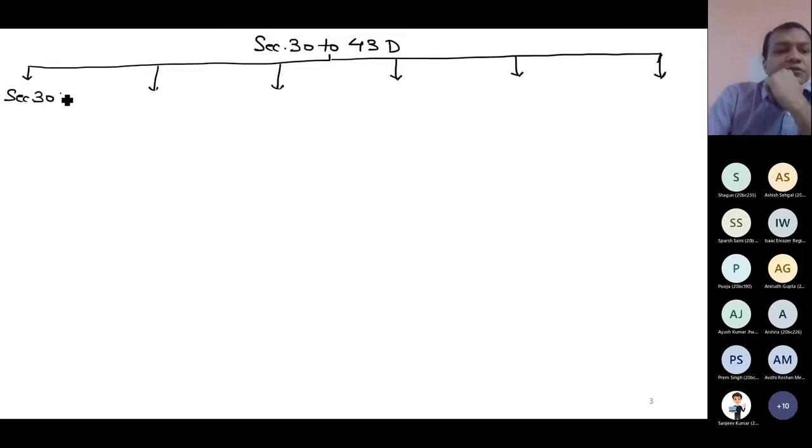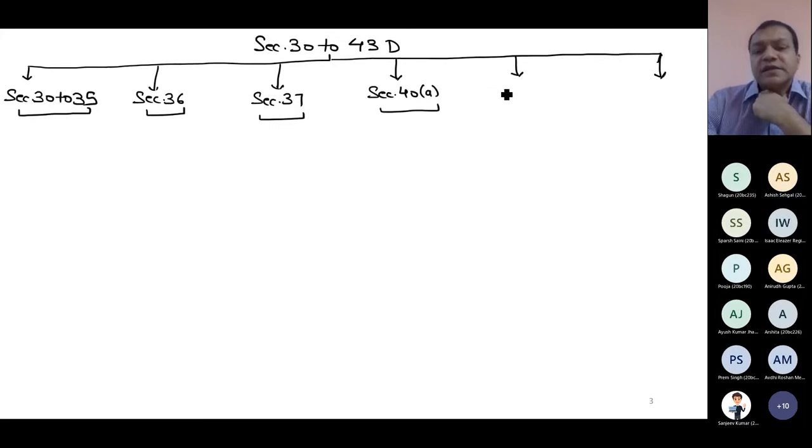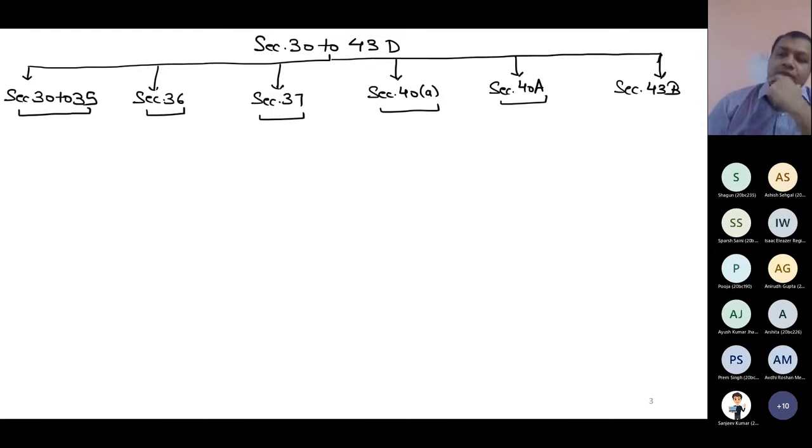Section 30 to 35 having different concept. Section 36 different concept. Section 37 different concept. Section 40 clause A different concept, and section 43B. This is what we need to do. In this section, all those expenses are covered which are allowed as deduction, expenses which are allowed as deduction while computing PGBP.